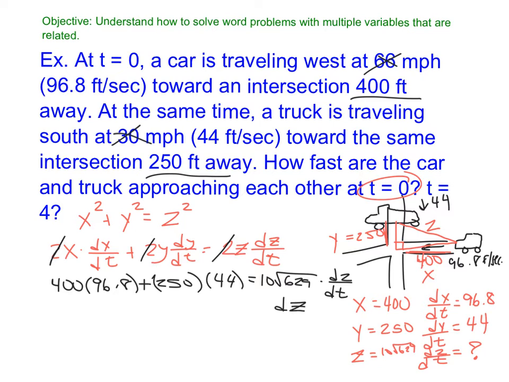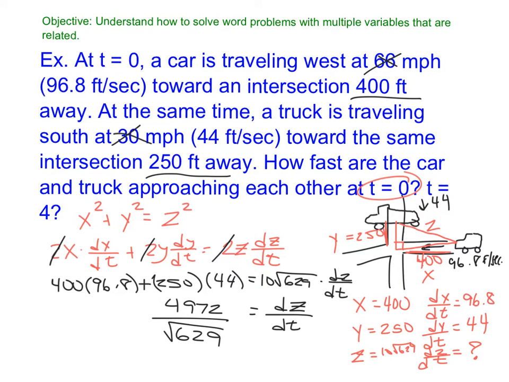So dz/dt equals, let's see, 400 times 96.8 plus 250 times 44, and divide by 10. So I got 4972 divided by the square root of 629. And that's my answer. That's not a perfect square, 629. No. All right, so that's that answer.